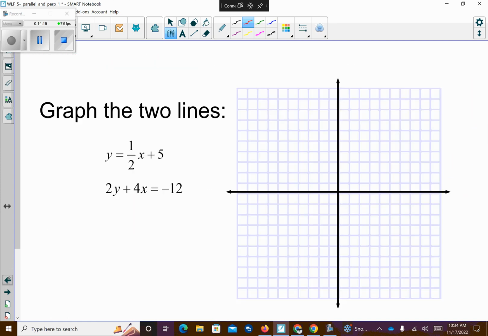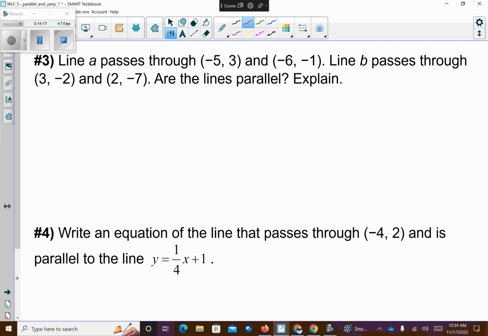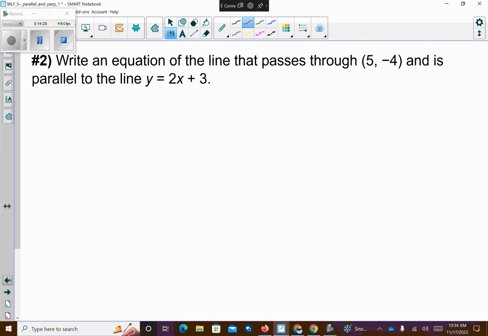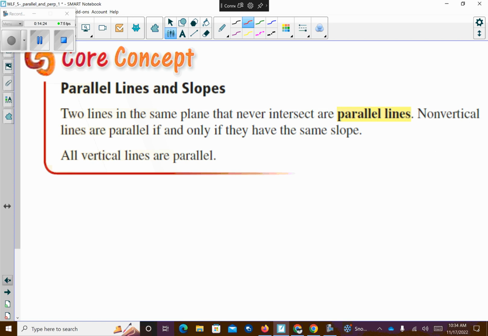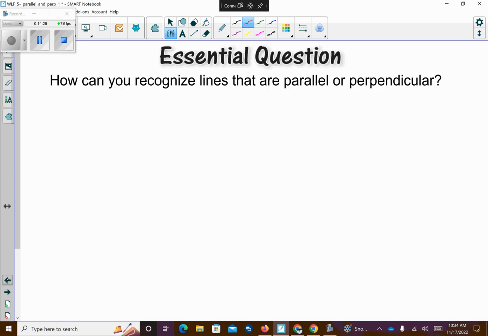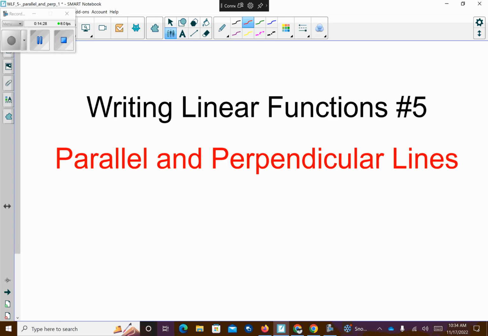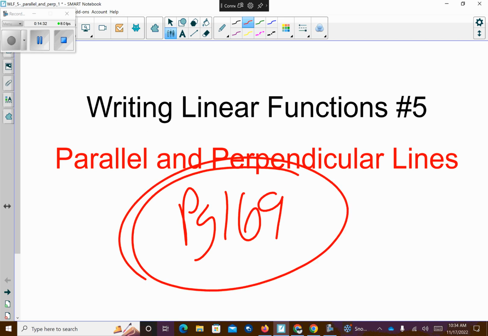Also, I really would pay attention today because this will be on your quiz on Monday. Dude, we have a quiz on Monday? So please pay attention. I'm looking at you right now. You need to pay attention. Page 169 is where we're starting.